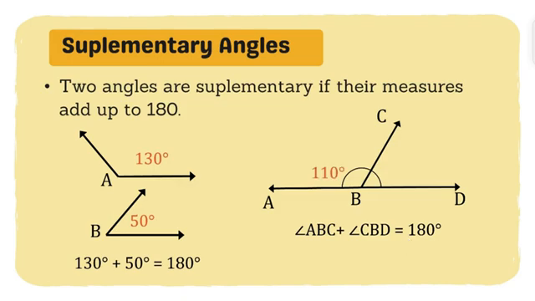Now, kung ang measurement ni angle ABC ay 110 degrees, ano kaya ang measurement ni angle CBD? How will you get it? All you have to do is to subtract 110 from 180. So anong sagot natin? Correct, it is 70 degrees. Therefore, we can say that 110 plus 70 degrees is equal to 180 degrees.